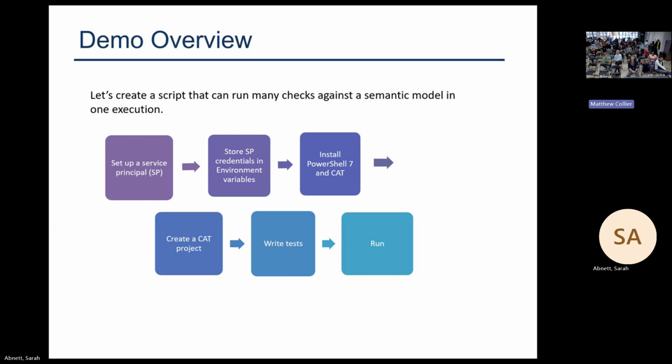And then I need to install some stuff. I need to install PowerShell 7. Most people will have PowerShell 3 or 4, but you need PowerShell 7 for CAT. You have to install CAT, so you just install it from their website. I've already installed CAT before the demo starts. And then in the demo, you'll see me create a CAT project and configure it. I'll write a test and then I'll run them.